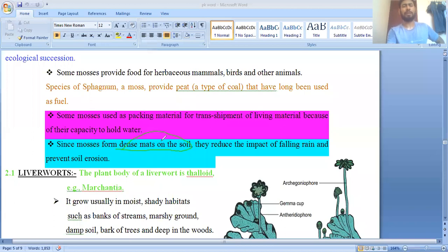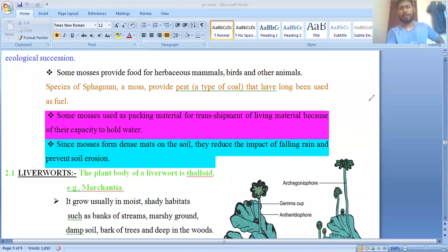Then what will happen? Water will drop on these dense mats. It does not fall directly on the ground or on the soil. Due to this, it also helps prevent soil erosion. So you can say it also helps in the prevention of soil erosion. Clear? So this is the economic importance of the bryophytes. I think you are getting a very easy way, and we are discussing only NCERT. Nothing else is here.